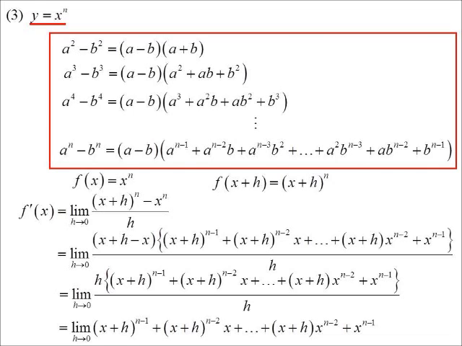And that will leave us with a whole heap of these: x plus h to the power of n minus 1, then x plus h to the n minus 2 times x, and so on. But we're interested when h approaches 0. So if h approaches 0, this expression is going to become x to the power of n minus 1, x to the power of n minus 2 times x, which is x to the power of n minus 1.